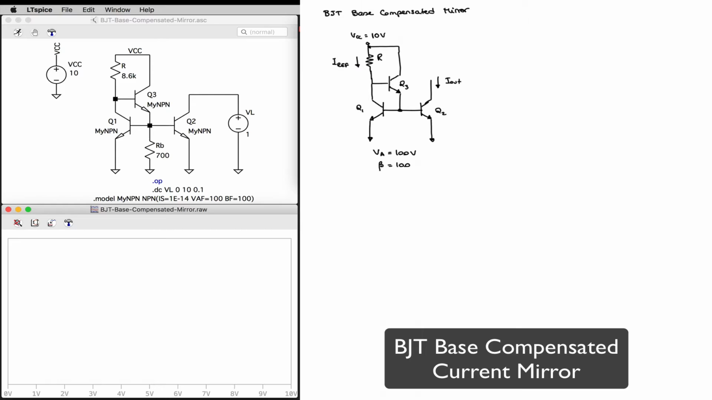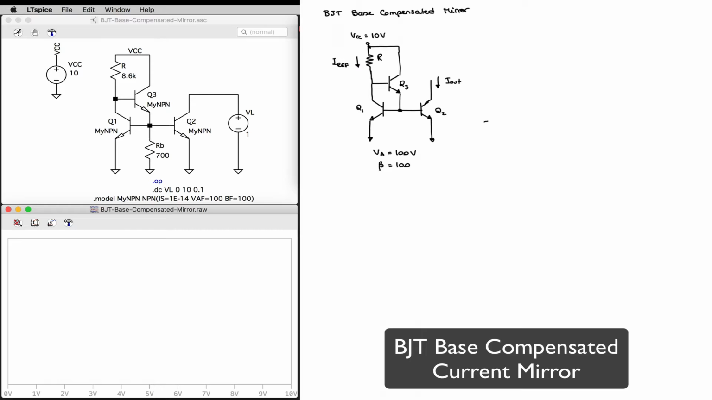Hello. We're going to take a look now at the base-compensated current mirror, sometimes referred to as the 3-transistor current mirror, where we've basically taken a basic mirror and we have added that beta helper transistor Q3. Now, we mentioned previously that if we just leave the configuration like this, Q3 is going to have a collector current that is comparable to the base currents of Q1 and Q2.